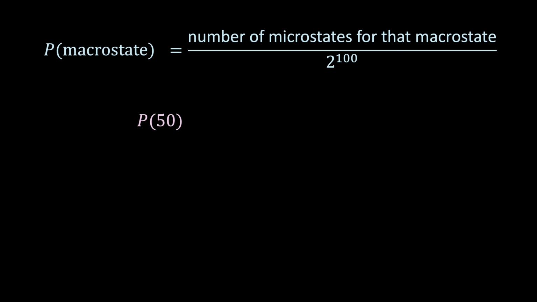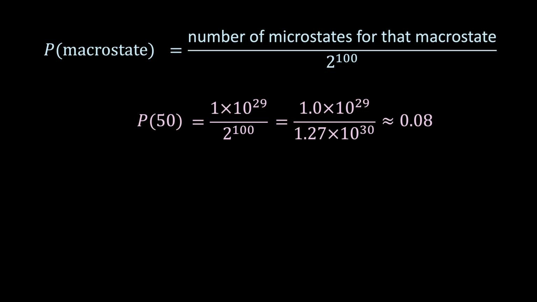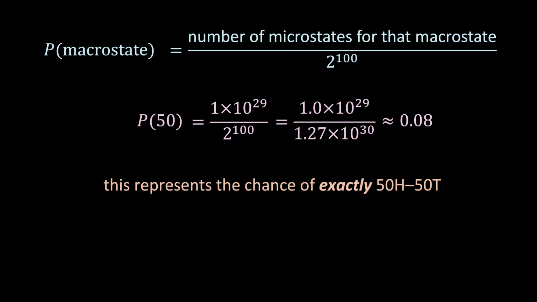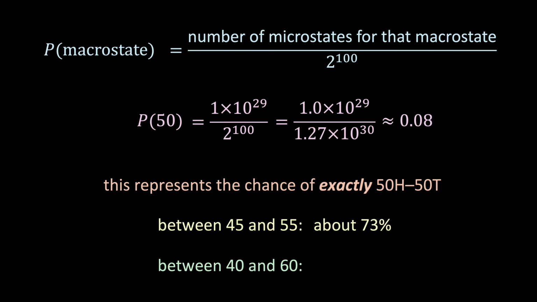Meanwhile, the probability that we obtain exactly 50 heads is equal to 1 times 10 to the power of 29 divided by 2 to the power of 100, and this is roughly equal to 0.08. That's about 8%. Now, you might not think that this is a very large number, but remember, this represents the chance of exactly 50 heads and 50 tails. But if you calculate the probability that the number of heads lies between 45 and 55, you find a probability of about 73%, and between 40 and 60, it's about 96%.